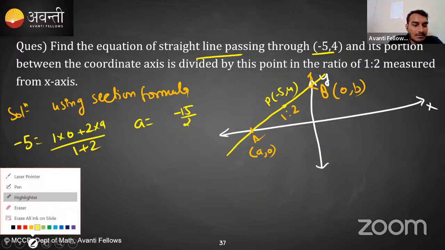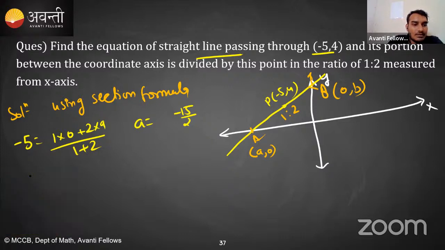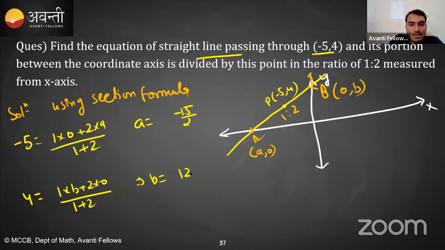Similarly, 4 is the y coordinate. So (1 into b plus 2 into 0) upon (1 plus 2). So from here, how much is b? b is nothing but 12. Right? b is nothing but 12.